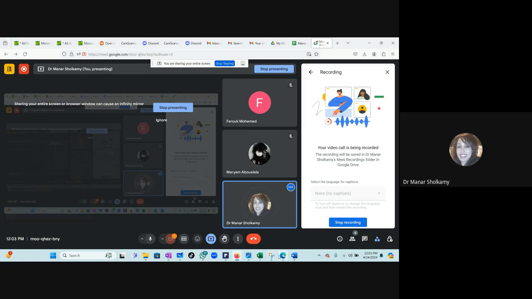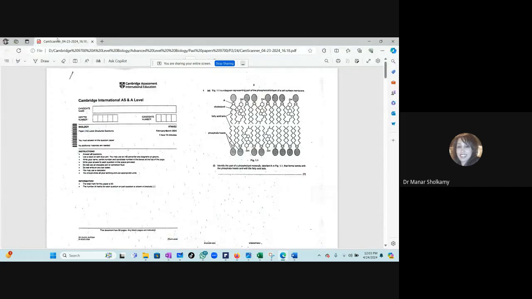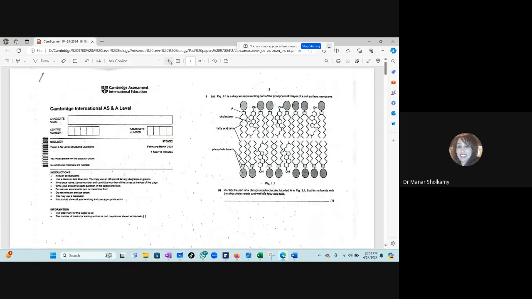Recording now. This is the latest exam. Let me zoom in. March 2024, 9700 AS Biology. Here they have a diagram. It's a scanned image, unfortunately. This is what I could put my hands on.